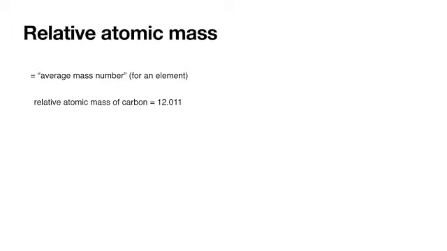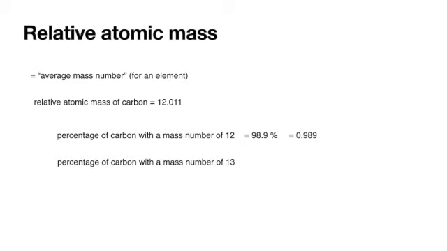It is clearly not possible to have a fraction of a number of neutrons in an atom. The relative atomic mass of carbon is very close to 12 because around 99% of carbon atoms have a mass number of 12. Only around 1% of carbon atoms have a mass number of 13. We can do a calculation to find out the relative atomic mass. The percentage of carbon atoms with a mass number of 12 is 98.9%. Written as a number, this is 0.989. The percentage of carbon atoms with a mass number of 13 is 1.1%. Written as a number, this is 0.011.